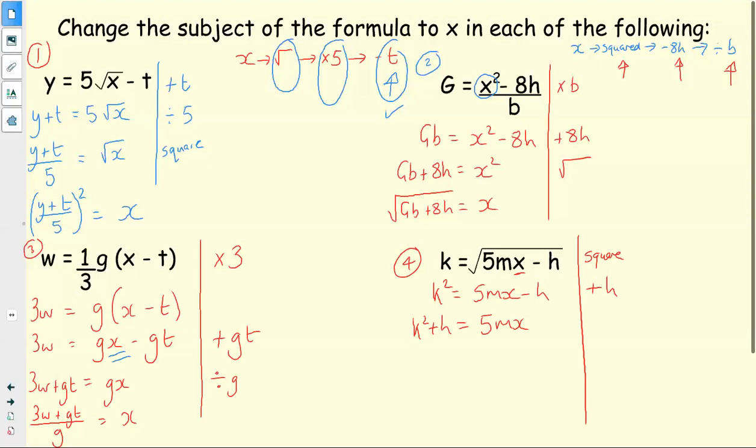And then what's happened to the x? It's been multiplied by 5m. So I'm going to divide by 5m. So it becomes k squared add h divided by 5m equals x. And that's us.